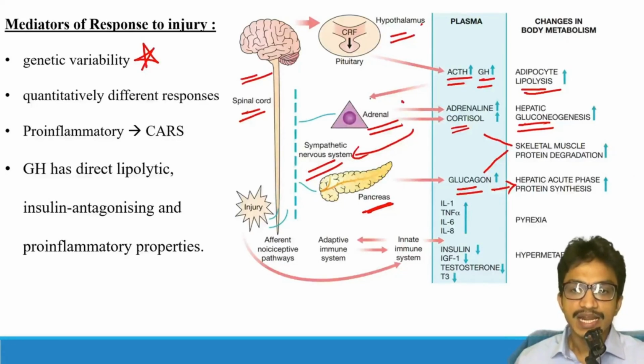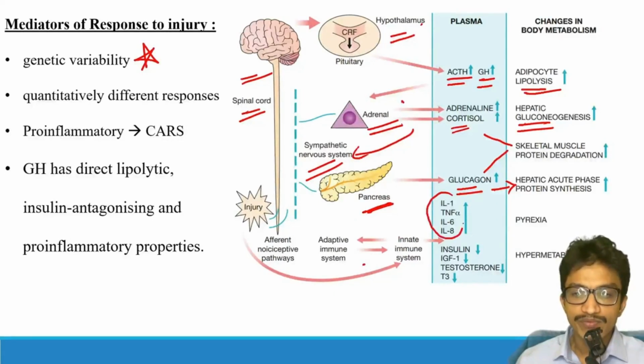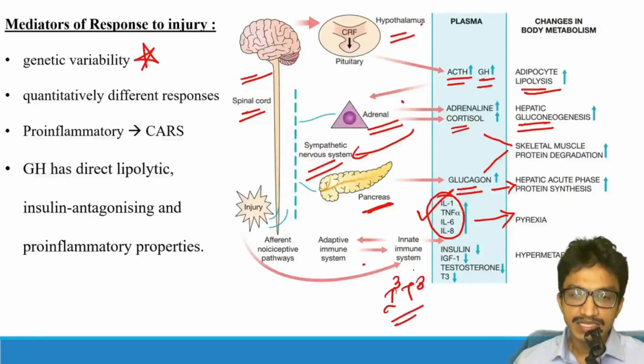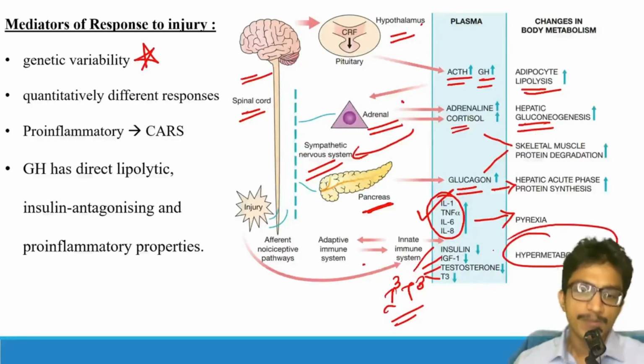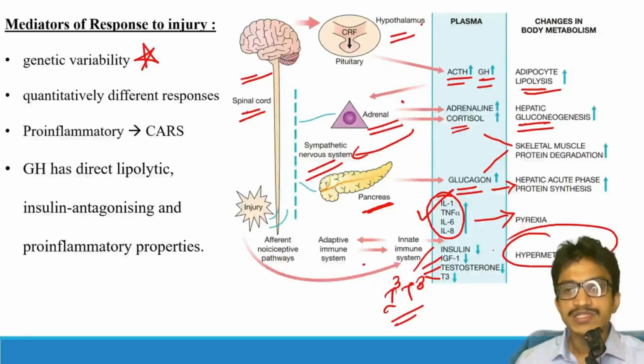Now this, that is the endocrine system, will act with the immune system. That will lead to an increase in the pro-inflammatory cytokines like IL-1, IL-6, IL-8, and TNF alpha. That will lead to pyrexia, and there will be decreased levels of the I cube T3, that is insulin, insulin growth factor 1, testosterone, and T3, and all in all there will be hypermetabolism. So this is the response to injury that normally occurs in the body.